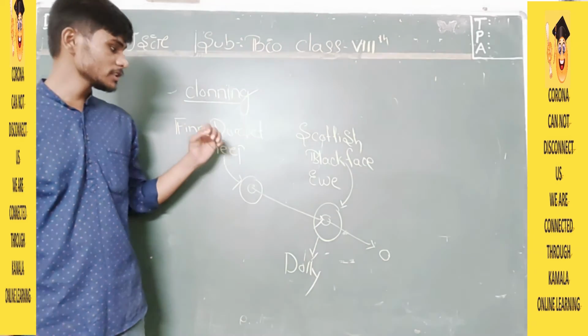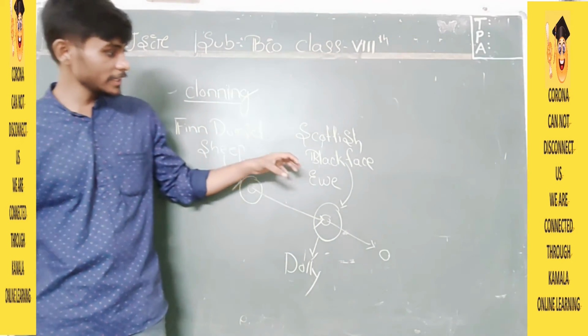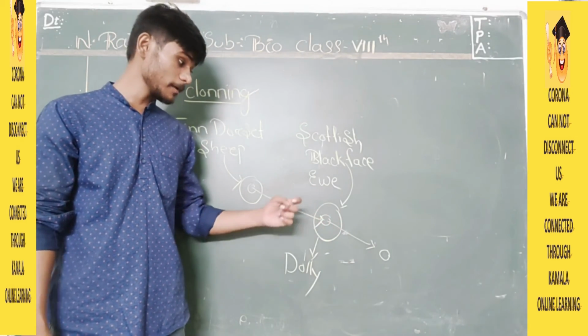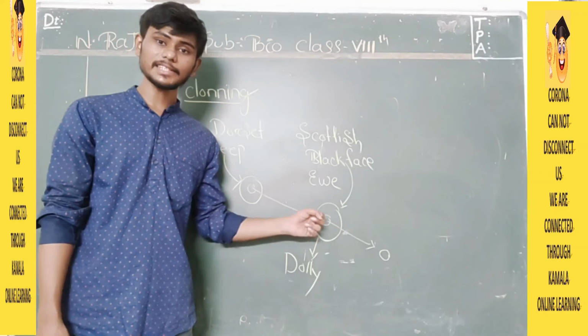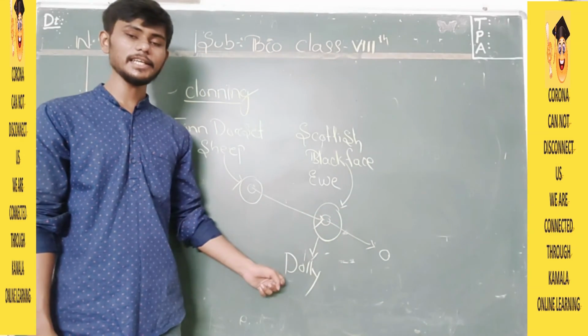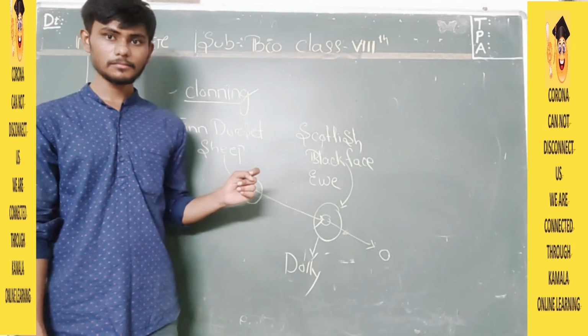Why? Because the mammary gland cell's nucleus was implanted inside the ovum of the Scottish black-faced ewe, and the Scottish ewe's nucleus was removed. So the growth which happened is completely on the basis of the Finn Dorset cell.